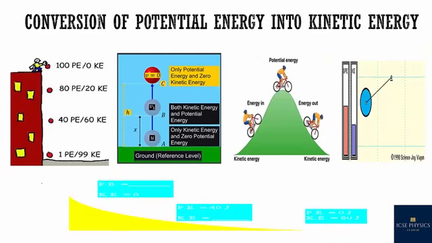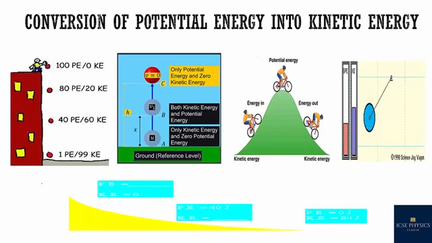The conversion of potential energy into kinetic energy. Before that, let's think about the difference between potential and kinetic energy. First, potential energy is the energy possessed by a body due to its position. Kinetic energy is due to its motion. Then potential energy is equal to the work done in bringing the body to its changed state. Kinetic energy is equal to the work a moving body can do before coming to rest.